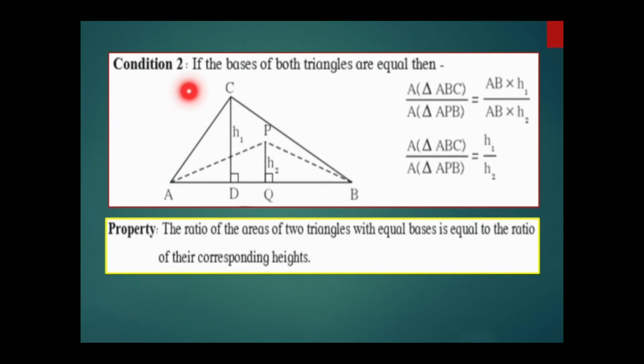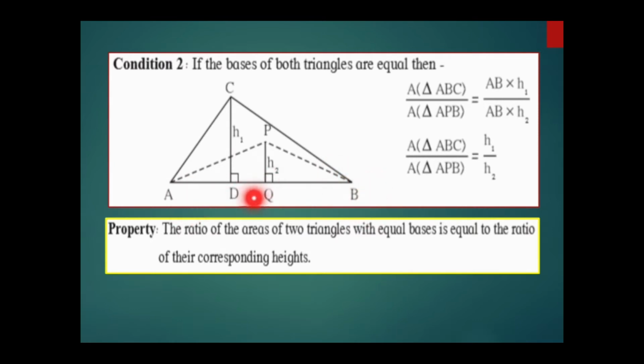Now see the second condition. If the base of both triangles is equal, then area of triangle ABC upon area of triangle APB equals, now we consider two triangles in one diagram in which base is same. So see the triangle ABC, so we see this diagram ABC. So triangle ABC is this, and triangle APB, which we denoted by dotted.